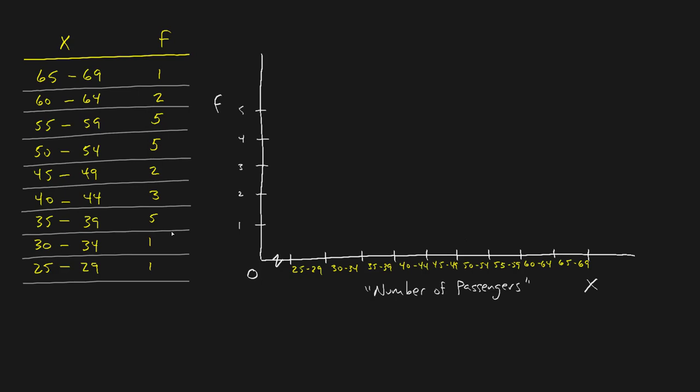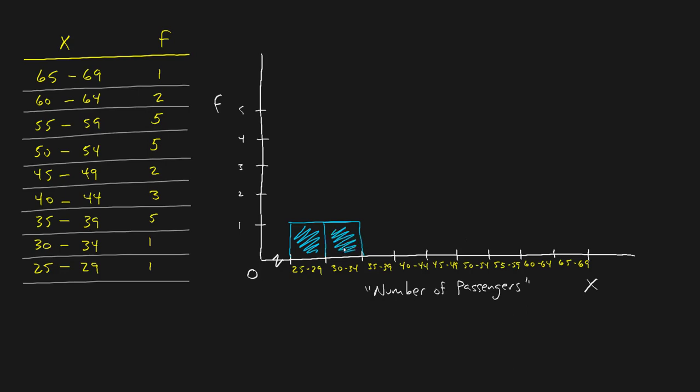The only thing left is to show the frequency in each one of our categories here as being a bar that comes up to the height of the corresponding frequency on our table. So for the category from 25 to 29, I only need to get up to a height of 1. And so I will show that here as a block. So there is my first category filled in. 30 to 34, it's also 1.